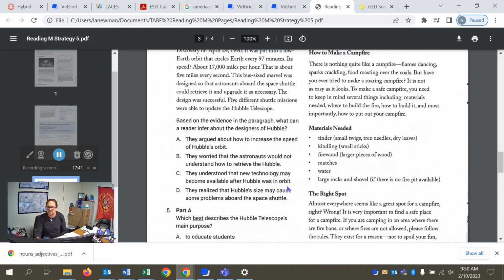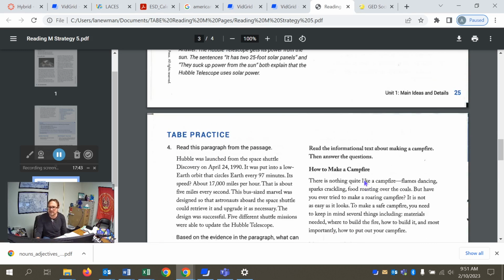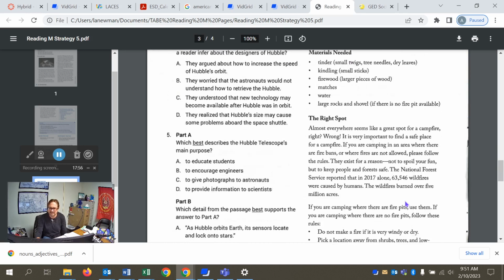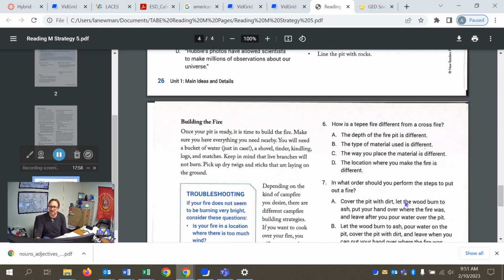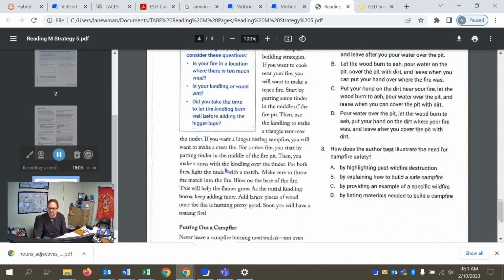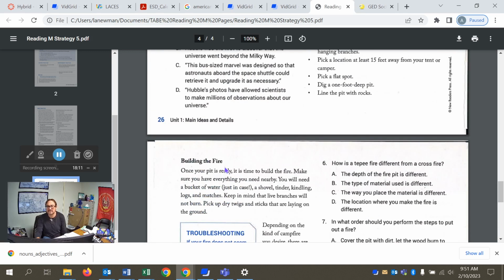All right, that ends the passage about the awesome Hubble telescope, but now we're on to something that may be practical in our daily lives, how to make a campfire. And as I said earlier, pay attention to the text features, the headings, the bullet point lists. Those can help us orient ourselves in the text. We've got a sidebar here, a troubleshooting section, like what to do if things go wrong. Certainly pretty useful. So a really long, detailed explanation of the whole process of building a fire in the woods.